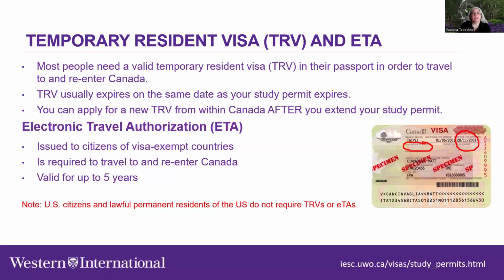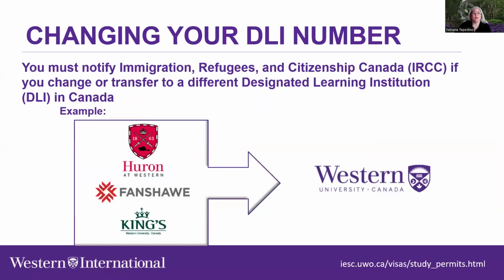The ETAs are usually issued to citizens of visa exempt countries, and it's required to travel and re-enter Canada. Usually that's valid for up to 5 years. For those of you that need to renew your ETA, you would do that online. A quick note that US citizens and lawful permanent residents of the US do not require TRVs or ETAs to enter Canada. If you want more information, you can find information on our website under iesc.uw.ca/visas/study-permit_permits.html.